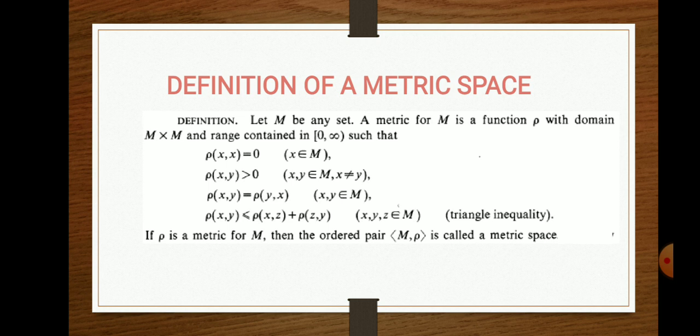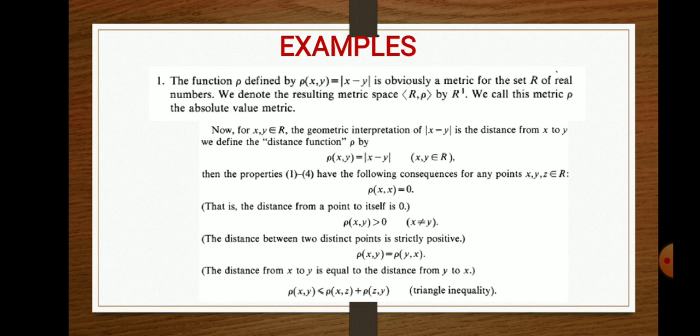So if rho satisfies the above four conditions, then rho is the metric, and the distance is not negative. So we cannot say minus 6 kilometer, minus 5 centimeter. It is always positive. Therefore, the range is contained in closed 0 to infinity. Then the ordered pair, the set with metric, is called a metric space. These are the examples.